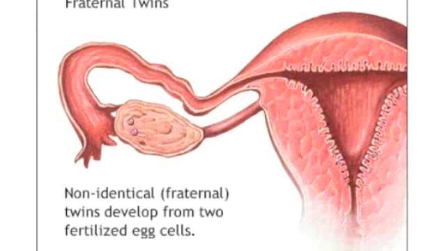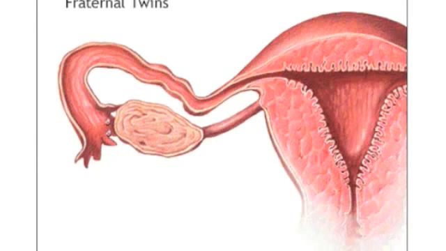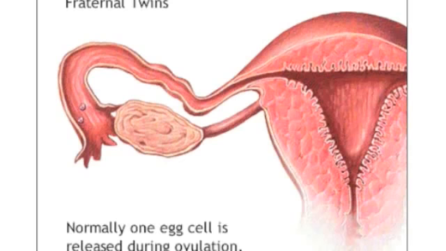Non-identical or fraternal twins develop from two fertilized egg cells or zygotes, which is why they're also called dizygotic twins. Unlike identical twins, however, fraternal twins are definitely influenced by the mother's genes. Here's why. When the mother of fraternal twins ovulates, sometimes her ovaries release 2 egg cells for fertilization. Typically, only 1 egg cell is released during ovulation.